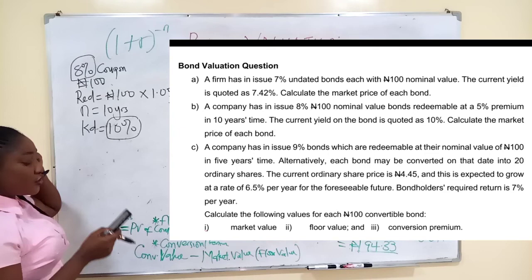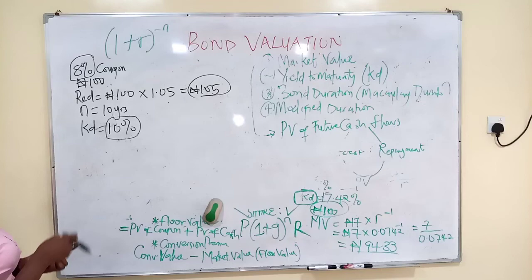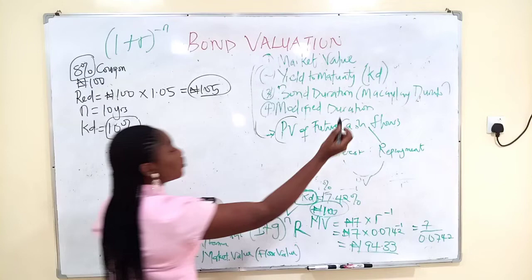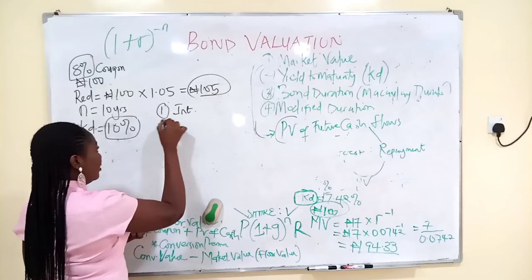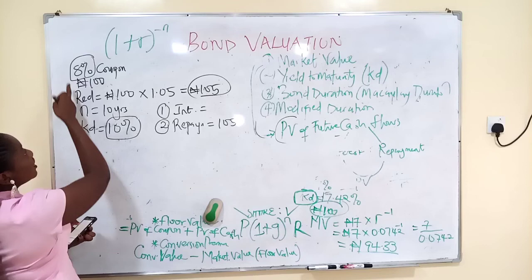Okay? Calculate the market price of each bond. Calculate the market price. And we said before, the market price is what? Present value of future cash flows. Ask yourself, what are the future cash flows? The future cash flows here are what? The interest. And number two, the repayment value, which is how much? 105. The interest is how much? 8% of 100, right? Coupon is always calculated on face value. I've said that in the course of this class.